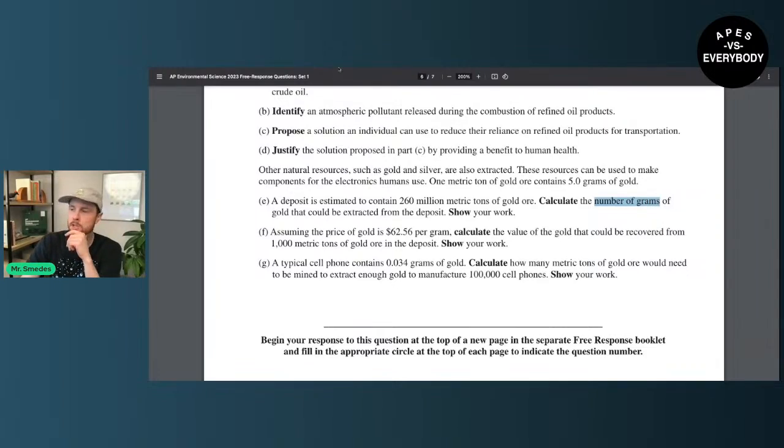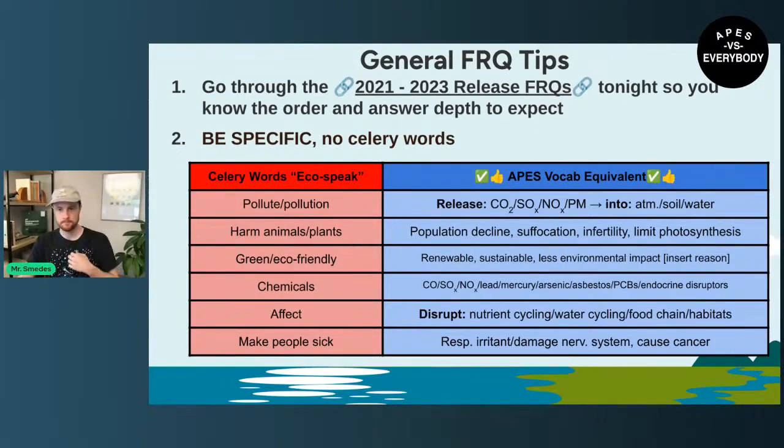Okay, that's what you're going to see when you open your booklet tomorrow. That's kind of the order to expect. So I wanted us to go through that so that we're not surprised.